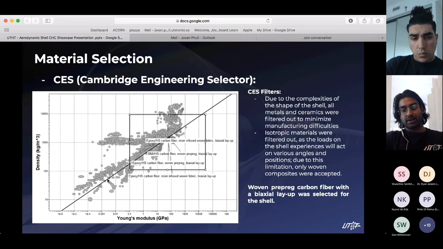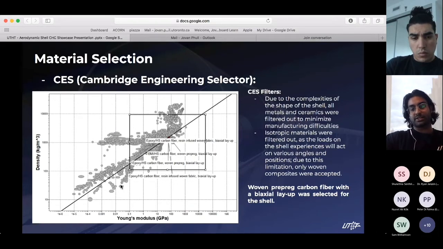So we plot our line over here, and then we take all the materials on the right hand of the graph. From this, we got 5 main materials. As you can see, there's a lot of grayed out materials as well. Those were materials that we filtered out.